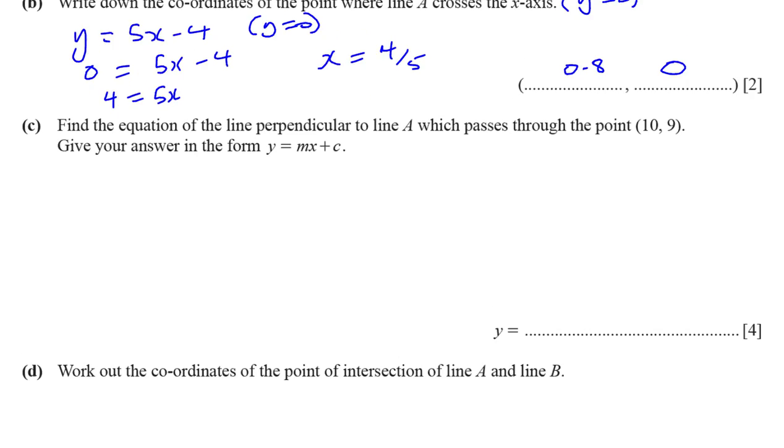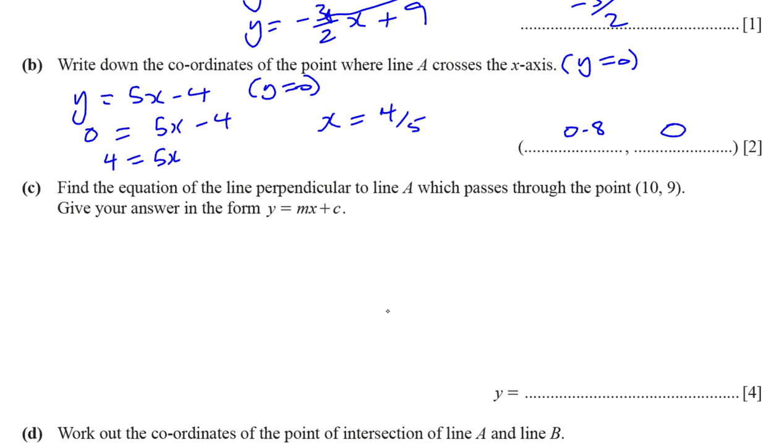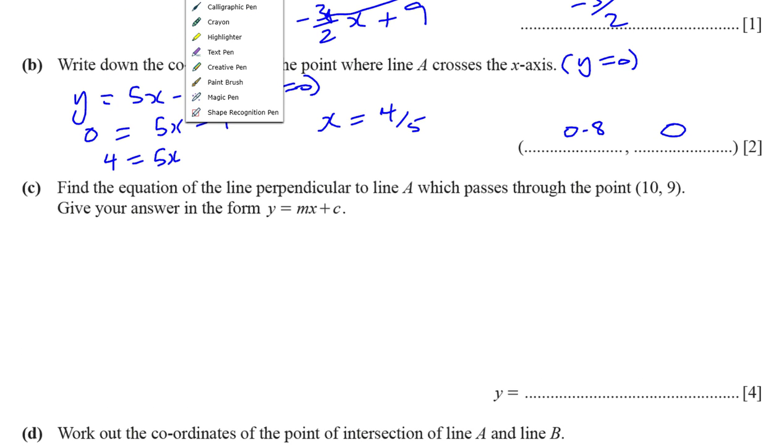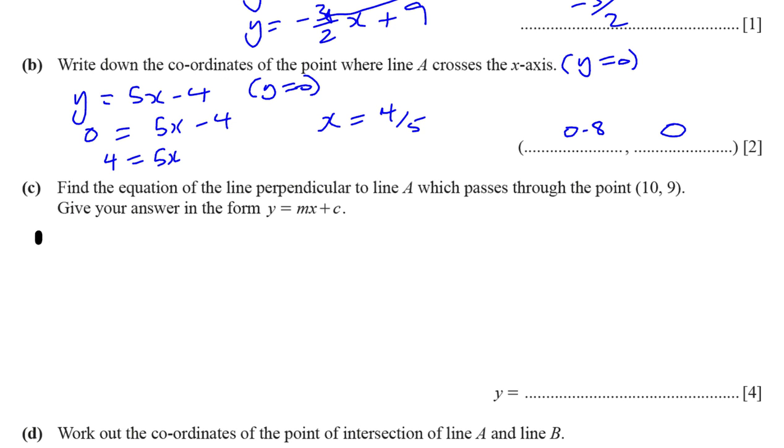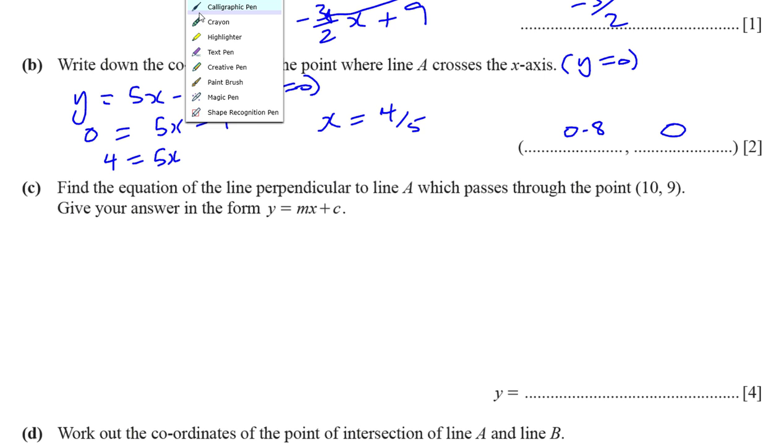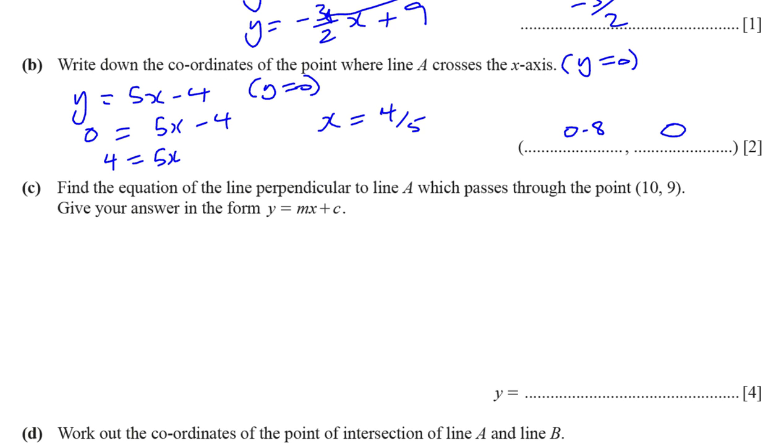So now, the line A has equation, as we saw from before. The equation of line A is y equals 5x minus 4. Okay, that's the equation of line A.